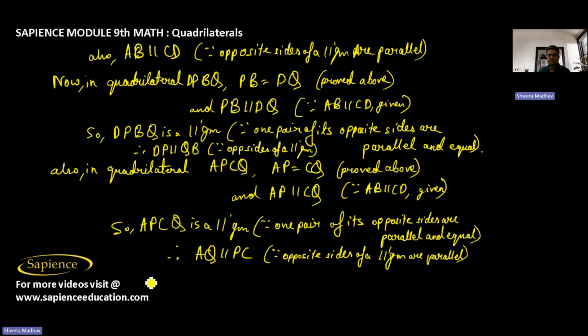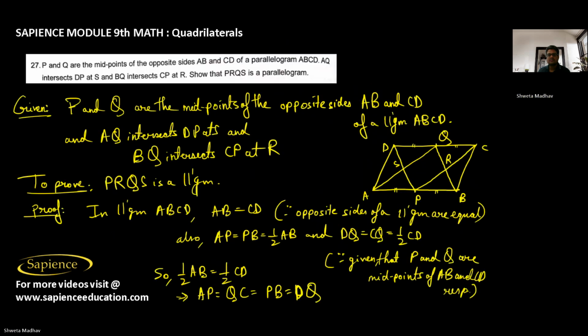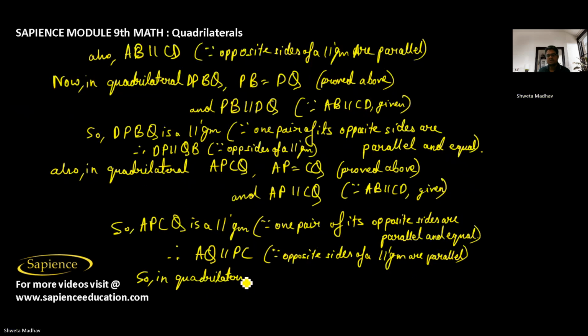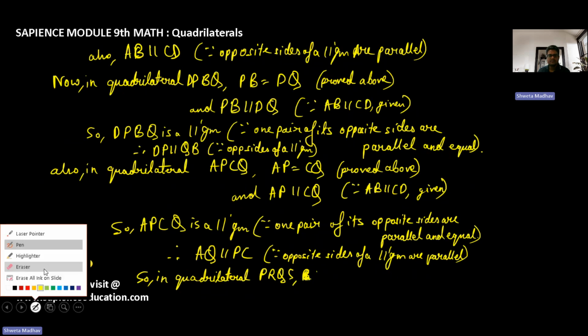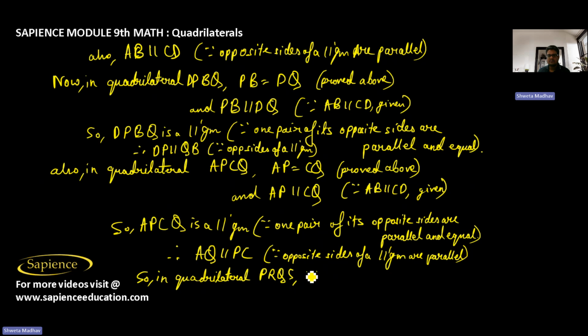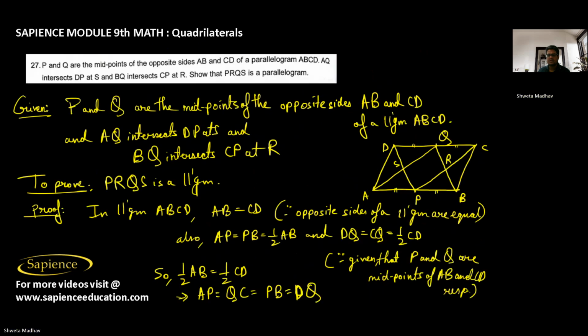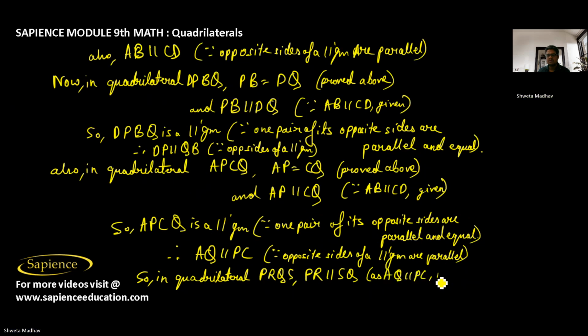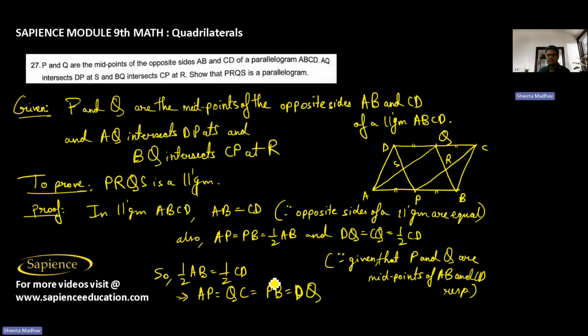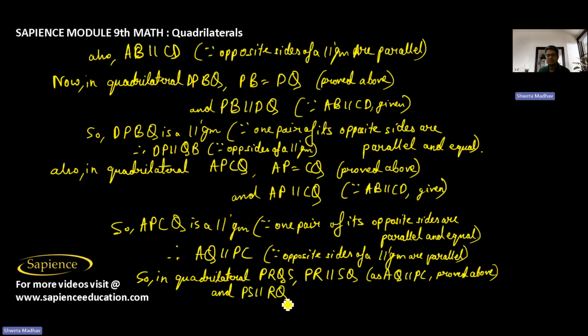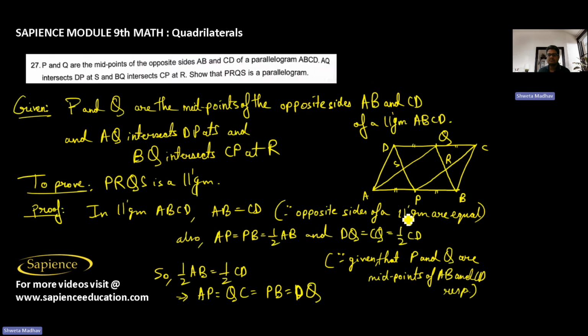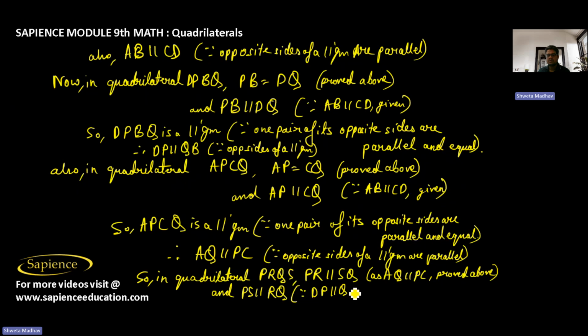So now I can say in quadrilateral PRQS, PR is parallel to SQ, as we have shown that AQ is parallel to PC, proved above. And also PS is parallel to RQ, since we have shown that DP is parallel to QB.